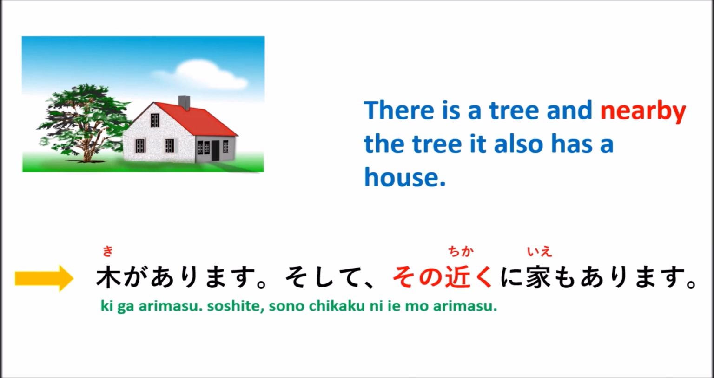So that means first they explain for you to imagine that there is a tree, and nearby the tree it also has a house. So in this case, if there is a tree, you can say 木があります, and then you can say そして, nearby the tree it also has a house, その近くに家もあります. Nearby means その近くに.